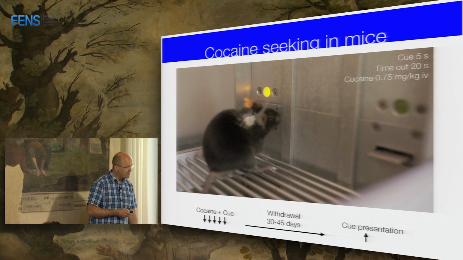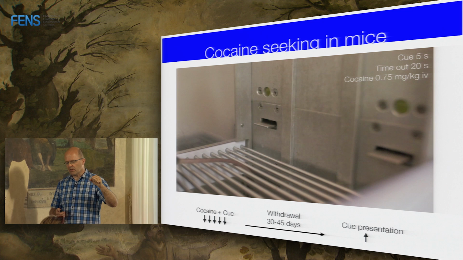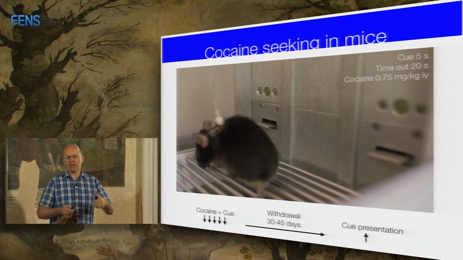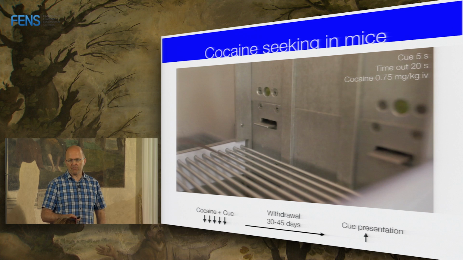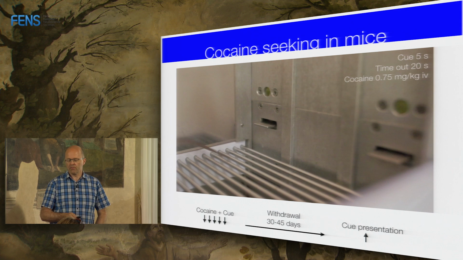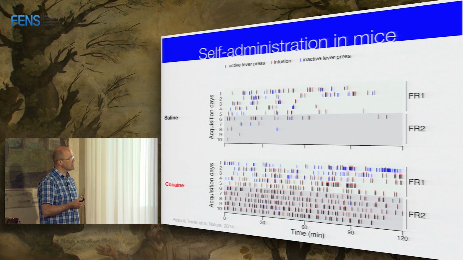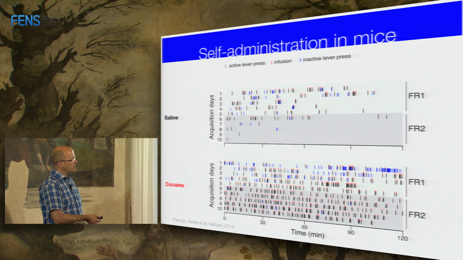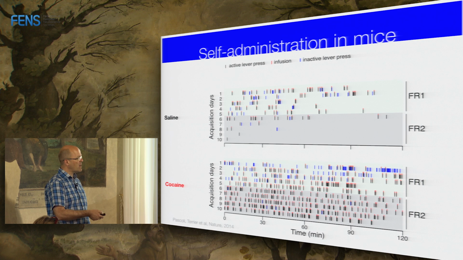Obviously, when we started this, there were some technical issues because this test has mainly been done in rats. And as you know, mice are smaller than rats, and that makes it much more difficult to keep these cannulas patent for the duration of the self-administration. But eventually we got this to work very nicely, and here are two examples of a mouse that receives saline injection over a period of 10 days compared to a mouse that receives cocaine injection.